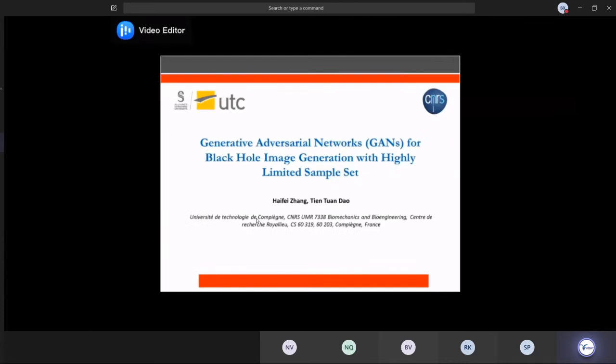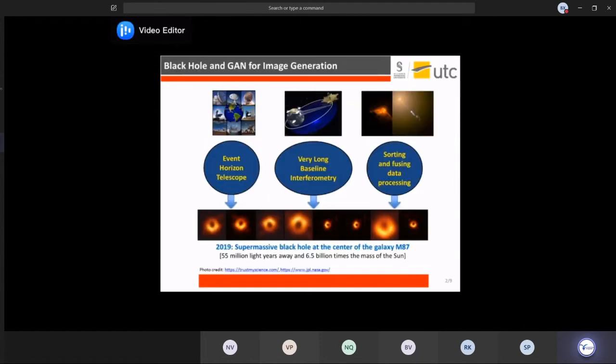Hello everyone. In this presentation, we would like to talk about generative adversarial networks for black hole image generation with a highly limited sample set. As you know, the capture of a black hole image has been the dream of scientists for several decades, but only from last year did this dream become feasible.